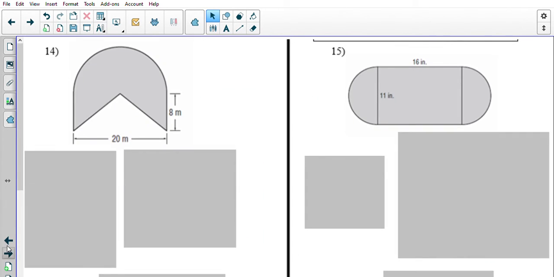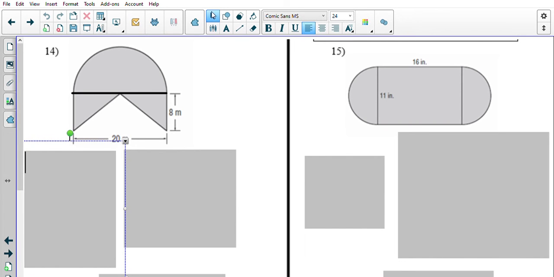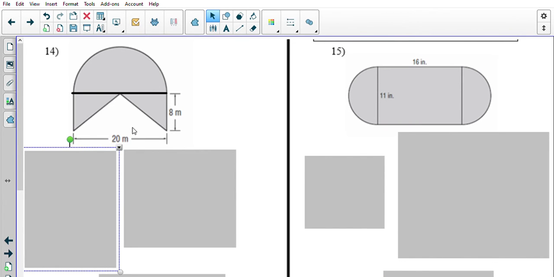All right, let's go ahead to number 14. So number 14, I would suggest breaking this guy down into a half circle and a triangle. Let me actually move this down just a little bit. There we go. So break it into a half circle, and I said a triangle, but technically we have two triangles here. They happen to be the same size though, so we'll talk a little bit about that. So let's go ahead and delete this.